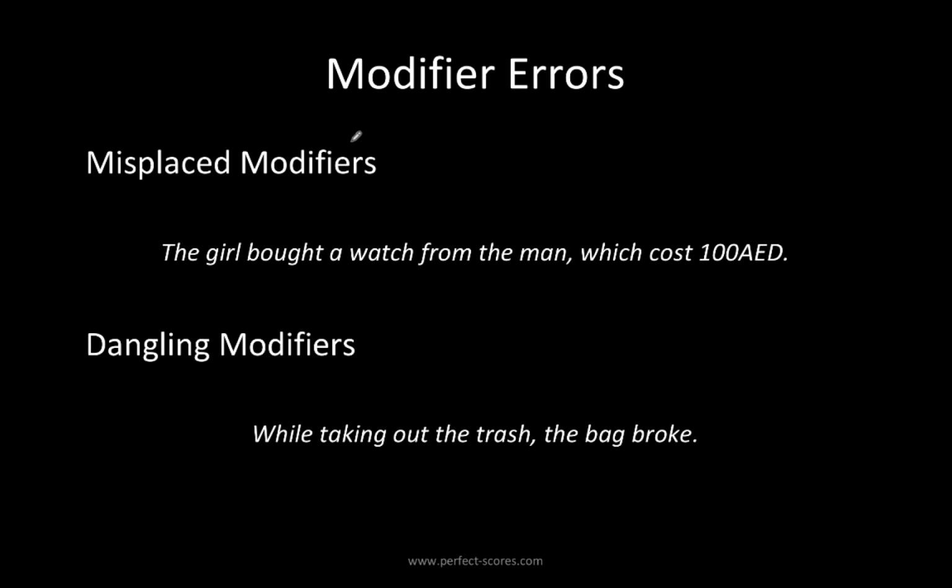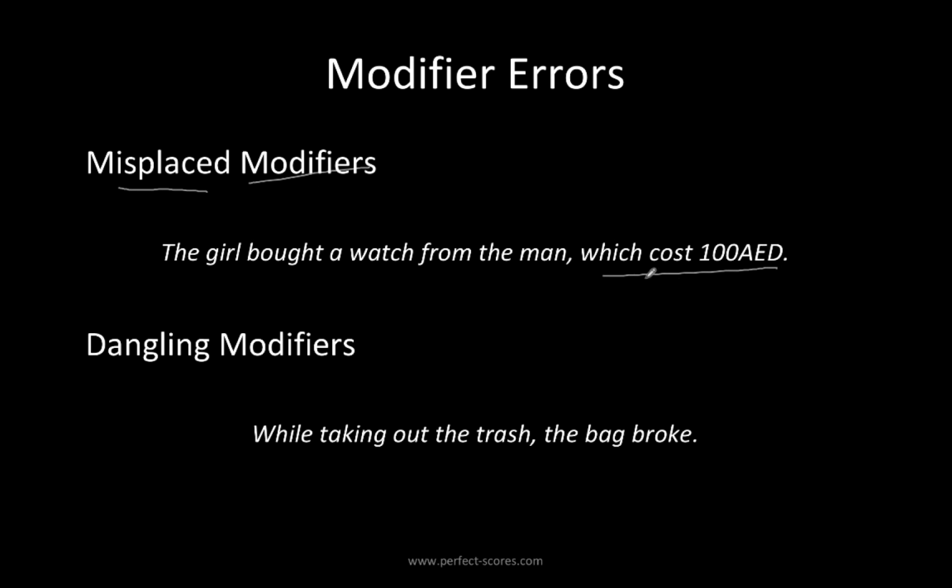So the common error is called a misplaced modifier. So you have a sentence over here. The girl bought a watch from the man which cost 100 AED. If you spend some time on this sentence, you can easily identify which part is the modifier. Is it the first part or is it the second part? Now, if you remove the second part, the remaining sentence is still complete. So that means the second is the modifier.